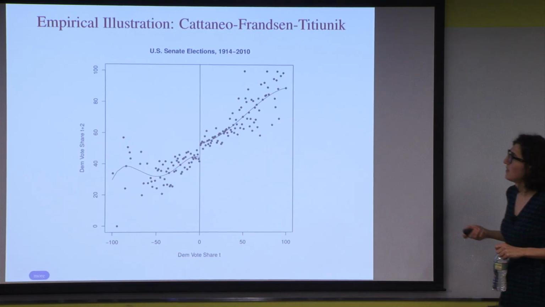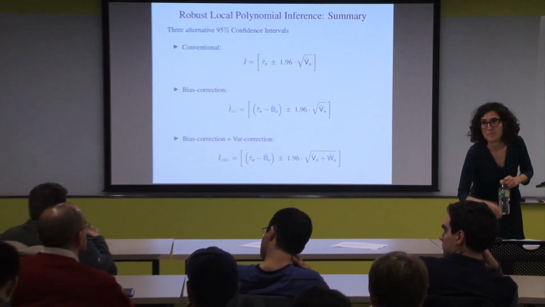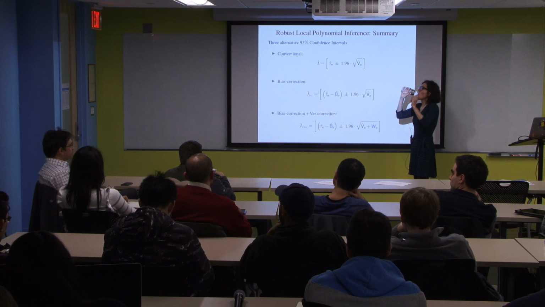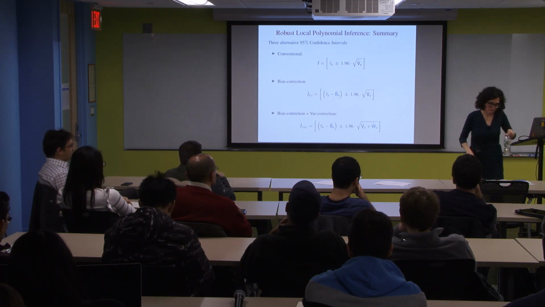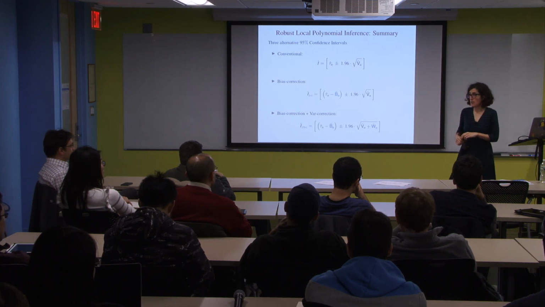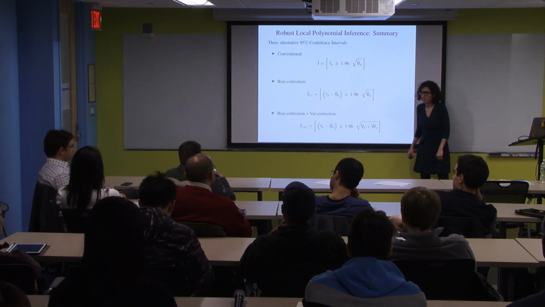Yes? There is another option that you can use. You can calculate the mean square error minimizing bandwidth and then use local quadratic regression. Increase the order of the polynomial, you undersmooth it that way. Yes, so there is actually an equivalence. Yeah, and it's an equivalence with higher order kernels.